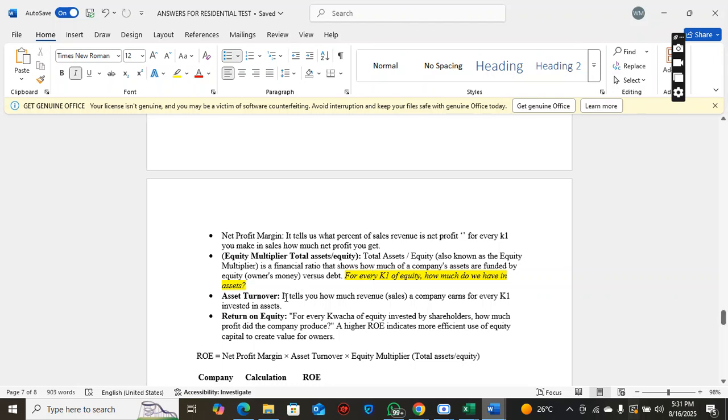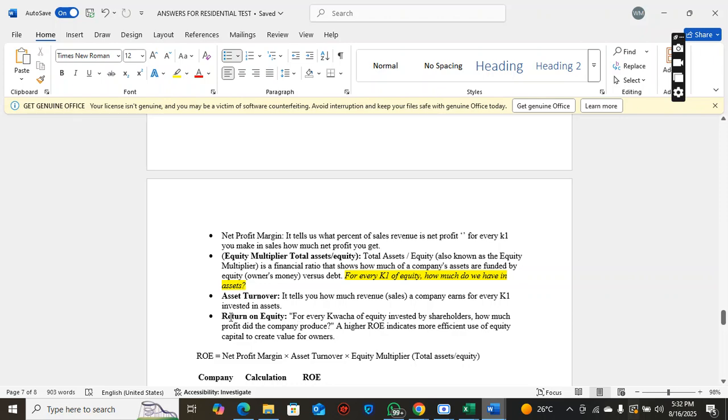Then asset turnover tells you how much sales revenue a company earns for every one quarter invested in assets. When you invest in an asset, how much sales revenue you're getting. Because those assets you're investing in help your business earn more sales, and help run the business so that it can expand or operate smoothly to make sales.